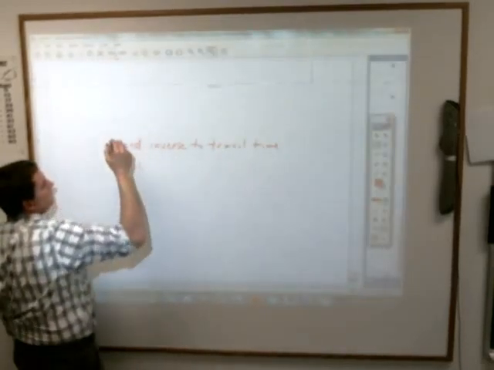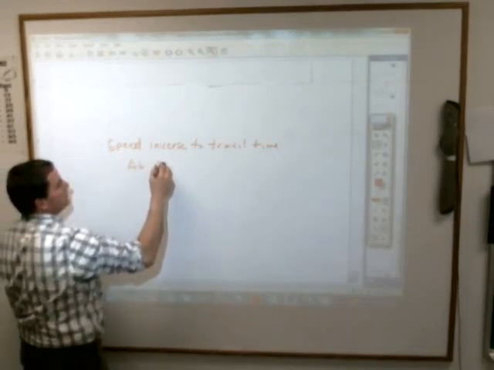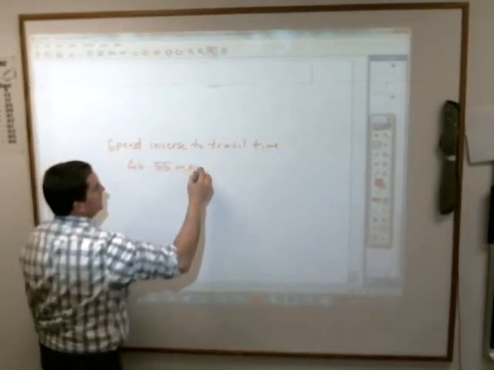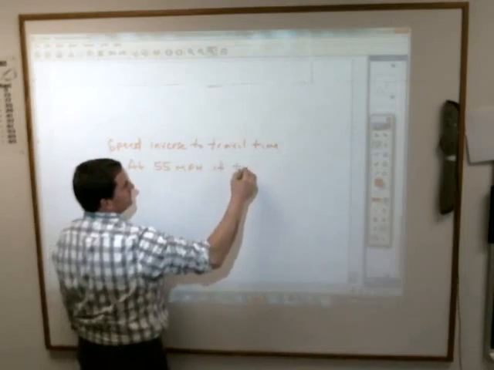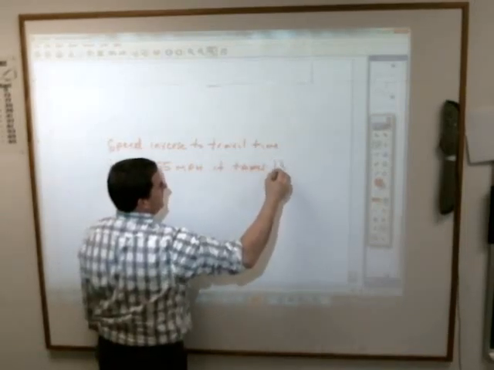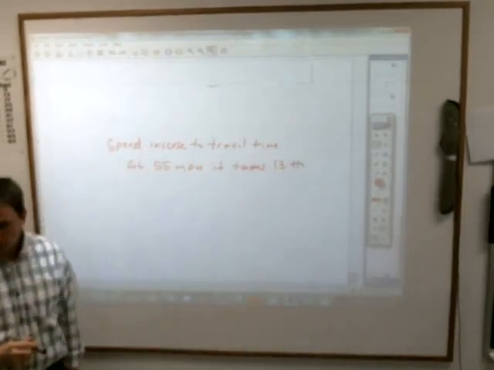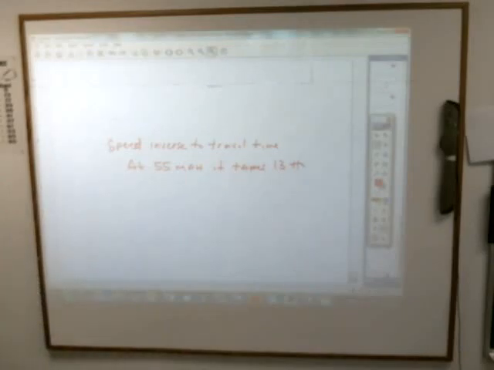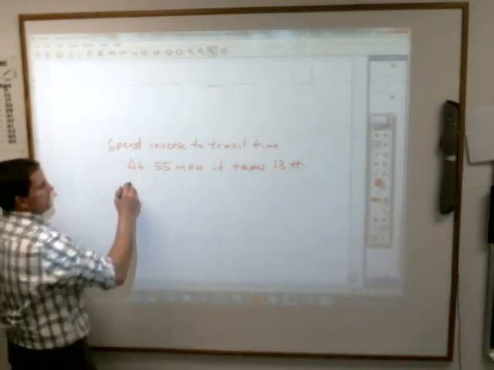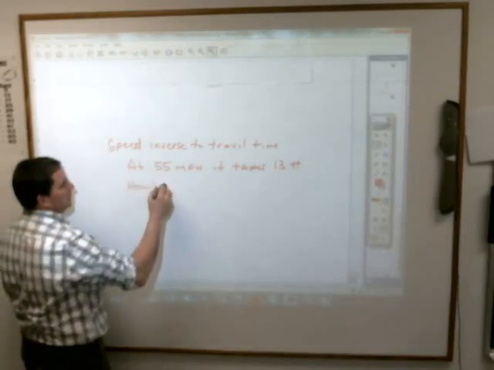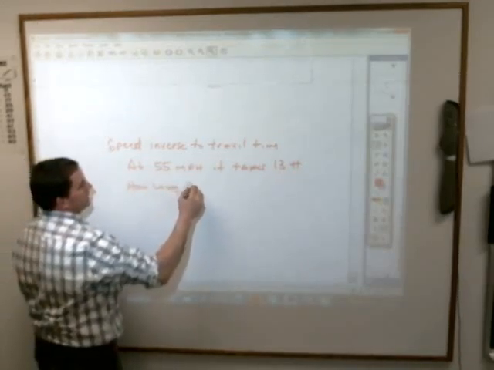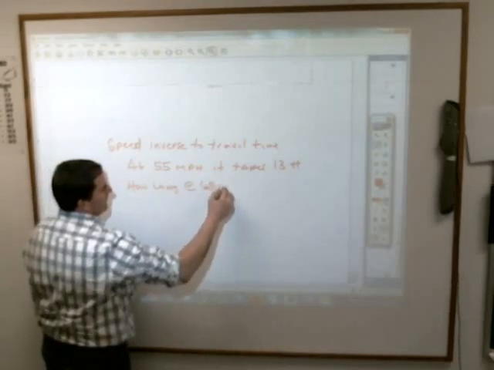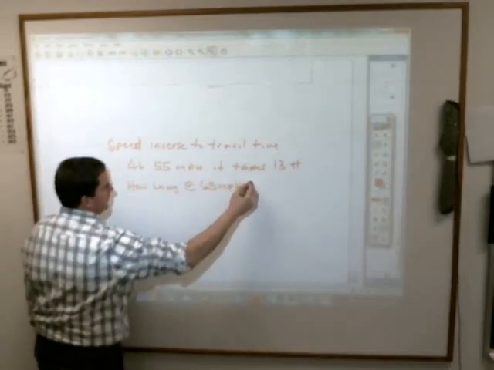At 55 miles per hour, it will take her 13 hours. How long will it take her if she goes 65? How long at 65 miles per hour? Question mark.